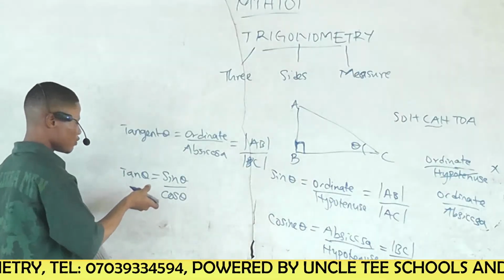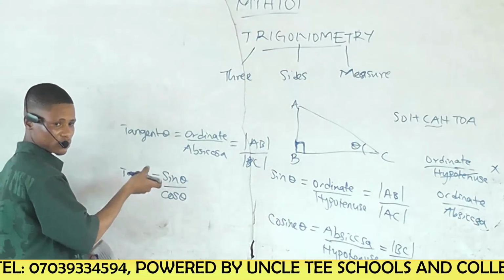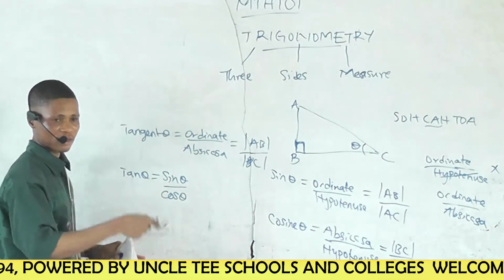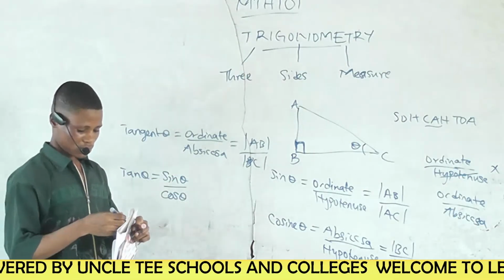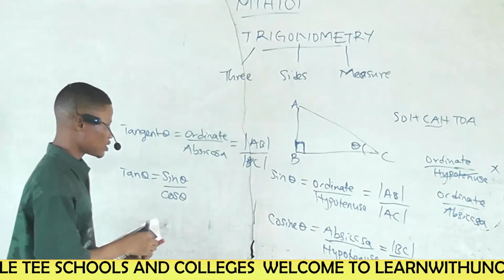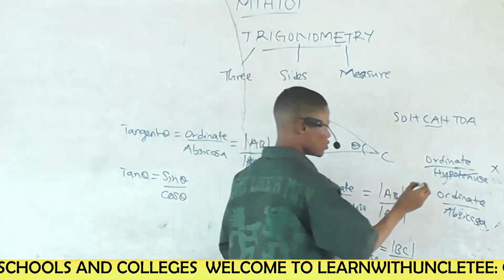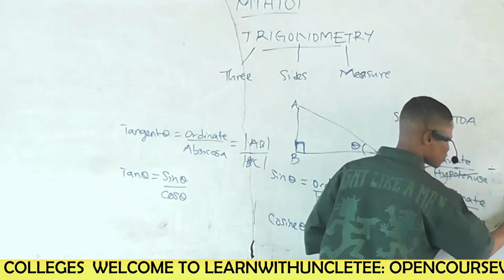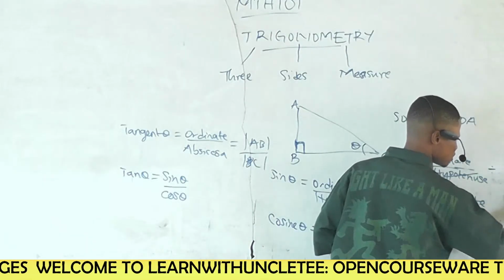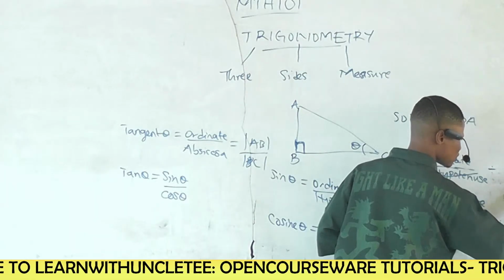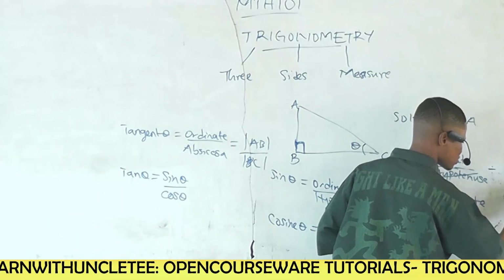That is, if you take the ratio of sine theta to cos theta, that is sine theta divided by cos theta. Sine theta divided by cos theta is still the same thing as, if I put a division sign here, that means I'm going to change all of this to abscissa over what? Over hypotenuse.